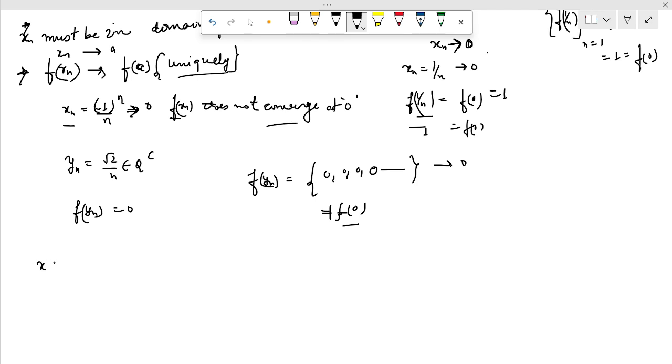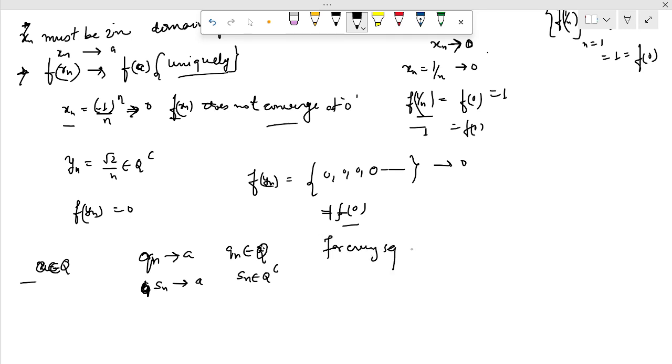Similarly, what about rational numbers? If I take a rational number, let's say a belongs to rational, I can always find a sequence of rational and a sequence of irrational converging towards a. So for every sequence which converges to a, f of that particular sequence should be equal to f(a) if the function is continuous. If the function f is continuous, then for every sequence converging to a, we must have f of that sequence converging to f(a). But that's not the case clearly.